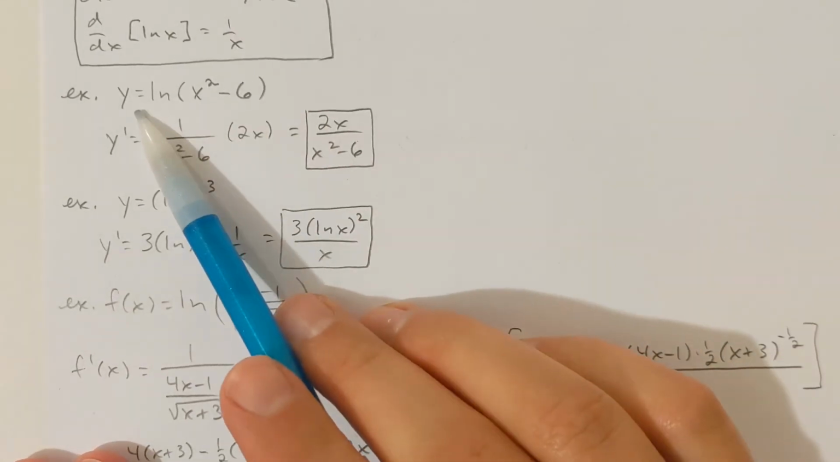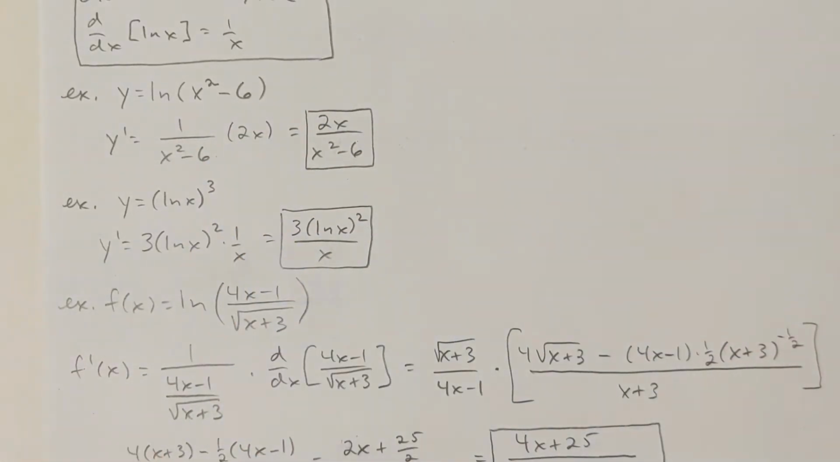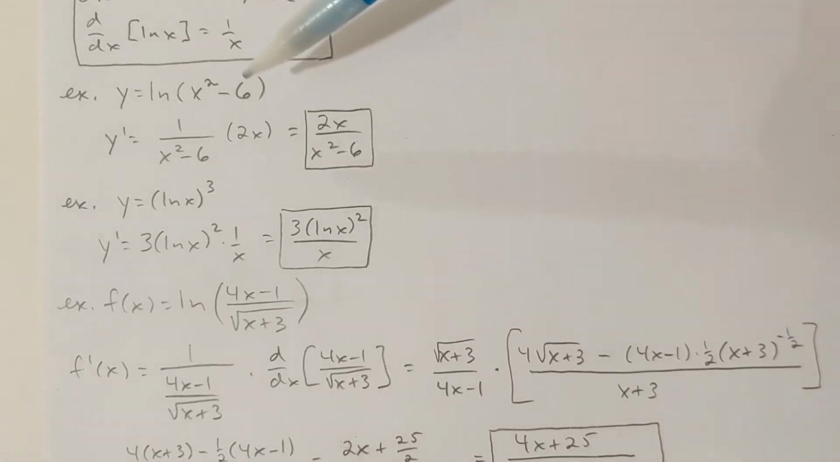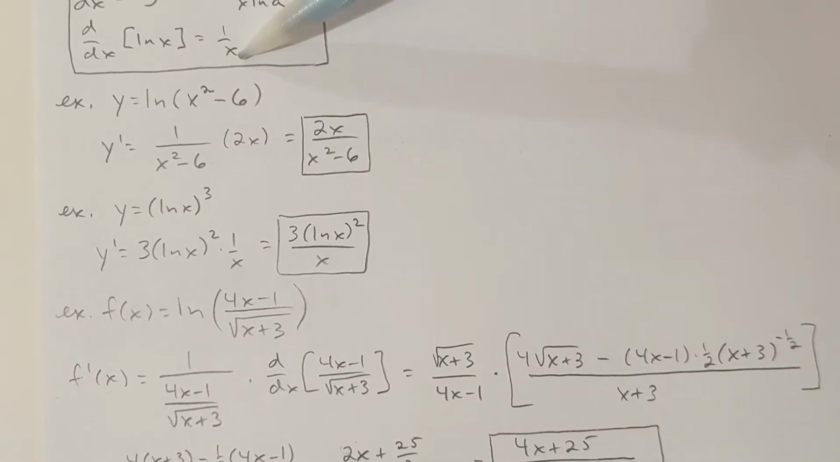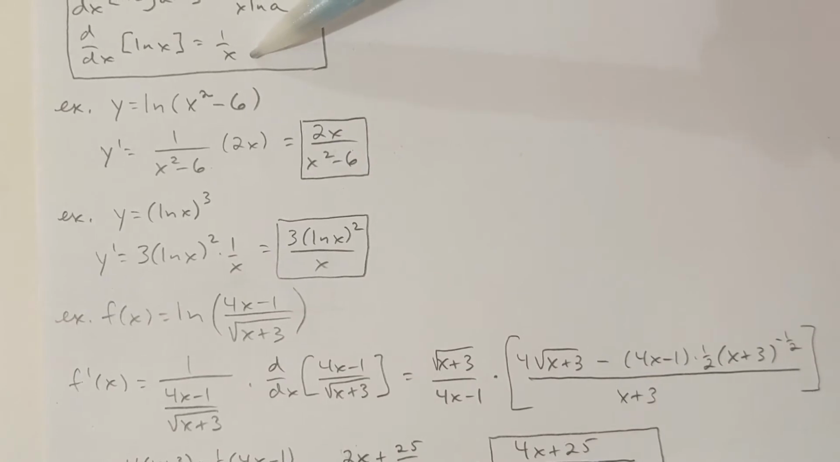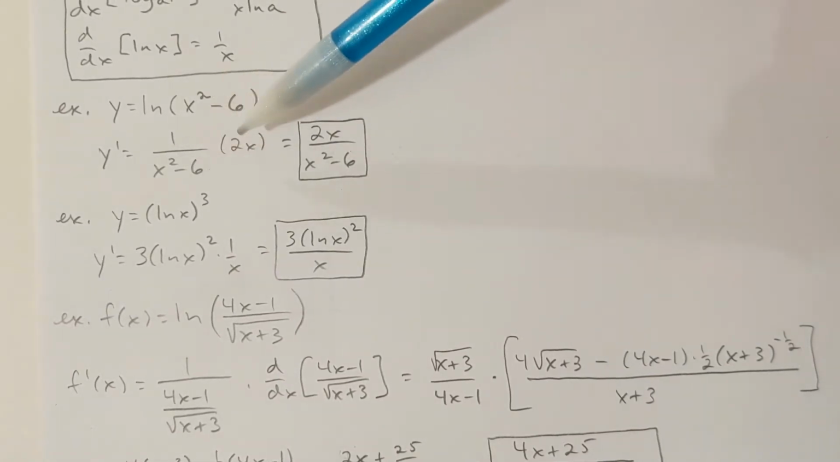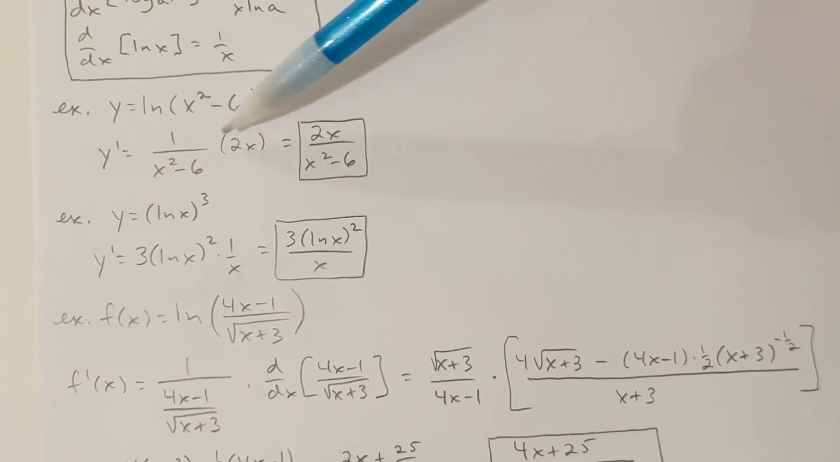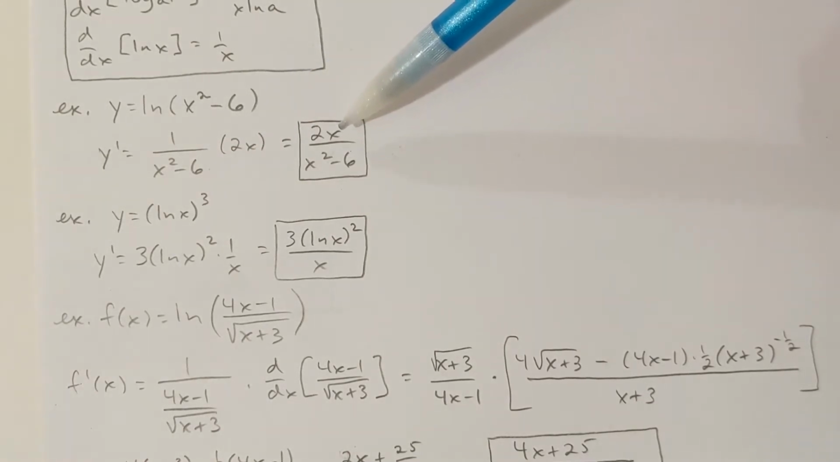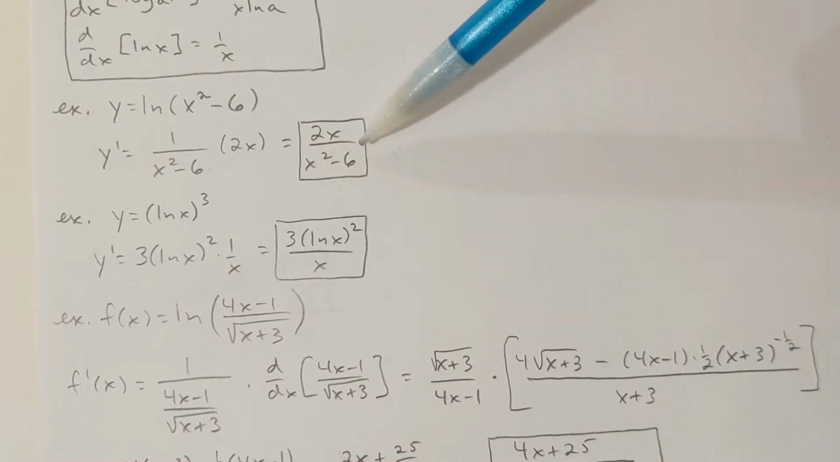Suppose that we want to find the derivative of y equals the ln of x squared minus 6. Okay. Well, this would be a chain rule situation. The derivative of the ln of an expression is 1 over that expression, but then times the derivative of that expression. Okay, so 1 over x squared minus 6 times the derivative of x squared minus 6, that'd be 2x. And so we get 2x divided by x squared minus 6 is the answer.